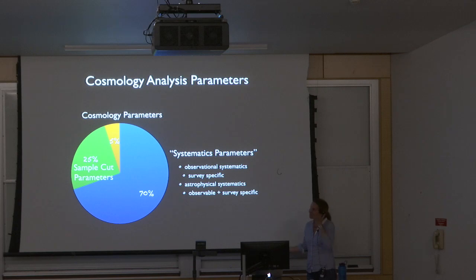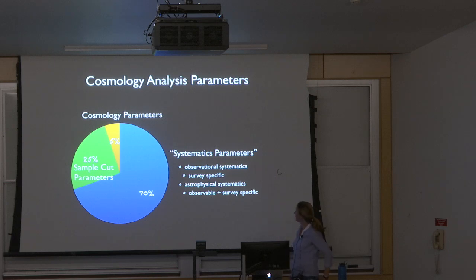But to summarize, let me just give you one more pie chart. That is my outlook on analysis parameters for cosmology analysis in the 2020s. I believe that about 5% of our parameters will be those that we understand really well. And that's cosmology parameters. Then there's another 25% that are related to sample selection and such, where we can maybe make progress with characterizing our detectors and everything. So we can make progress in the lab.